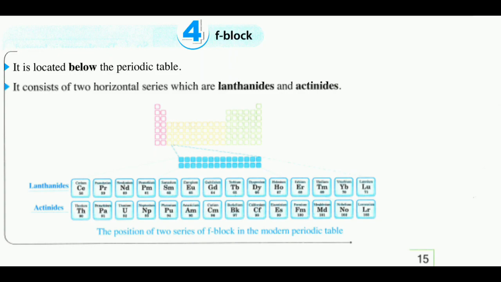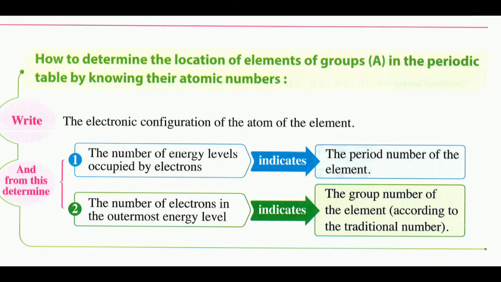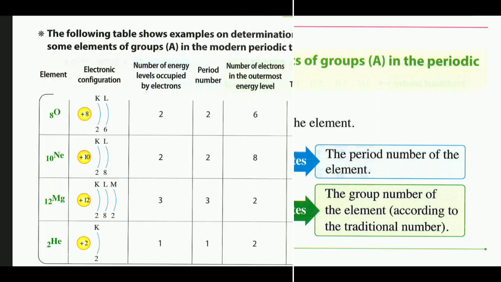How to determine the location of elements of groups A in the periodic table by knowing their atomic numbers. Write the electronic configuration of the atom of the element, and from this determine: 1. The number of energy levels occupied by electrons, which indicates the period number of the element. 2. The number of electrons at the outermost energy level, which indicates the group number of the element according to the traditional number. The following table shows examples on determination of the location of some elements of groups A in the periodic table.